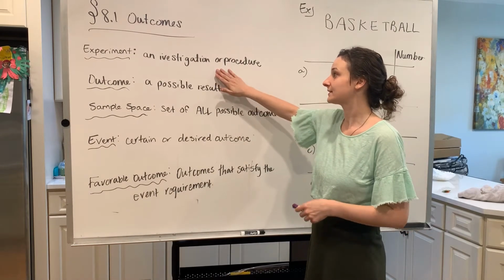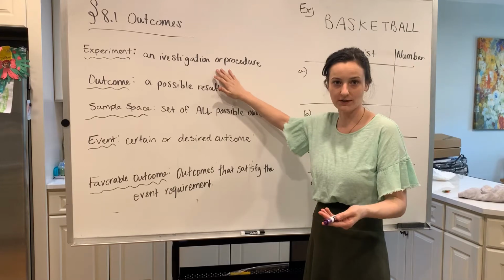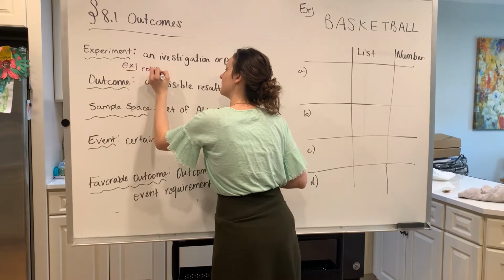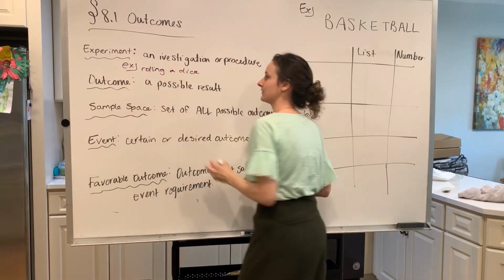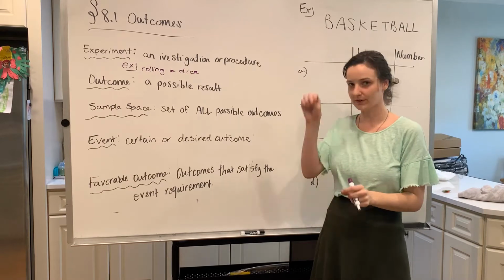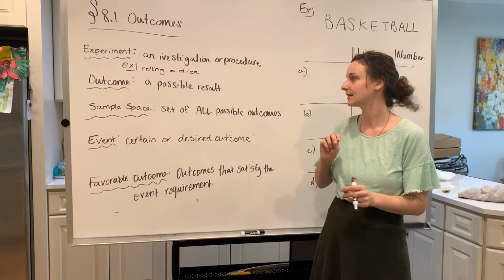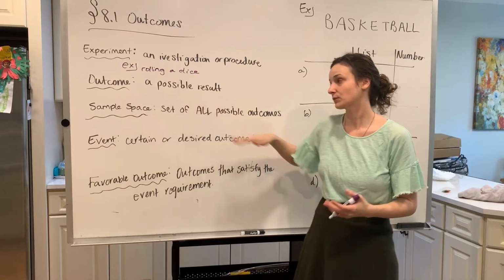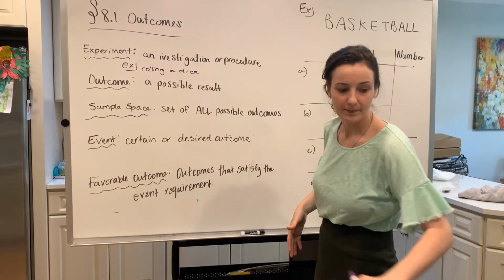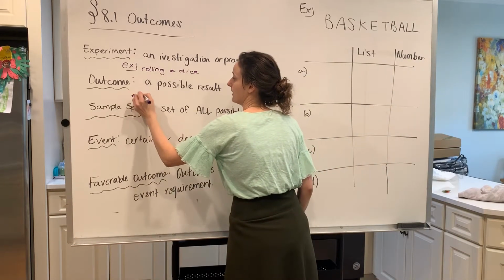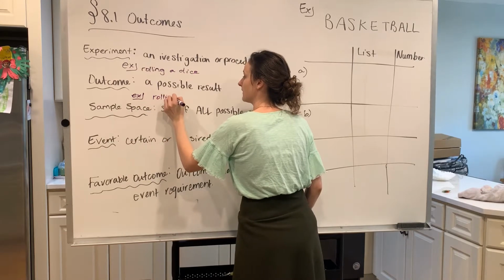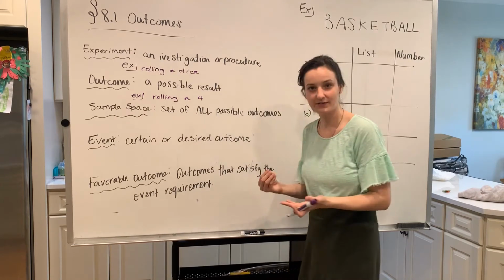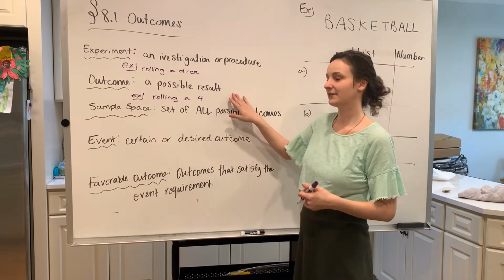Okay? So an experiment is just an investigation or a procedure. It can be something as simple as, for example, rolling a dice, or flipping a coin, or if I have a bag of Skittles, pulling out a yellow Skittle, pulling out a red Skittle. Okay? These are all types of experiments. An outcome is a possible result. So for example, an outcome could be rolling a 4. Or rolling a 2, or in that bag of Skittles, pulling out the yellow, pulling out the green. Those are all specific outcomes.